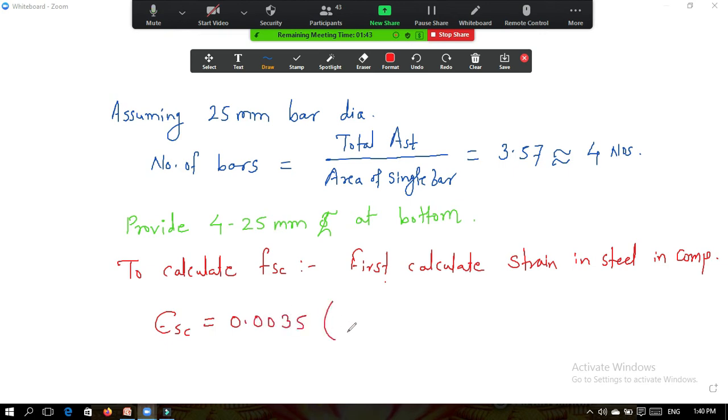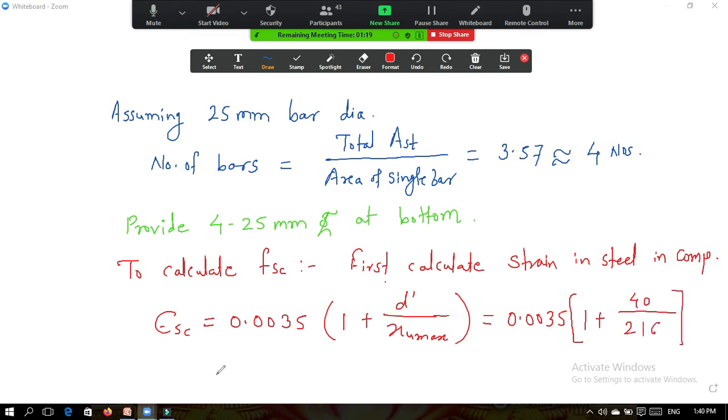0.0035 in bracket 1 plus d dash upon xu max. This is the formula. Now put the values in this formula and you will get the answer. 0.0035 in bracket, 1 plus d dash is 40 divided by xu max is 216. So if you solve, you will get the value of strain.